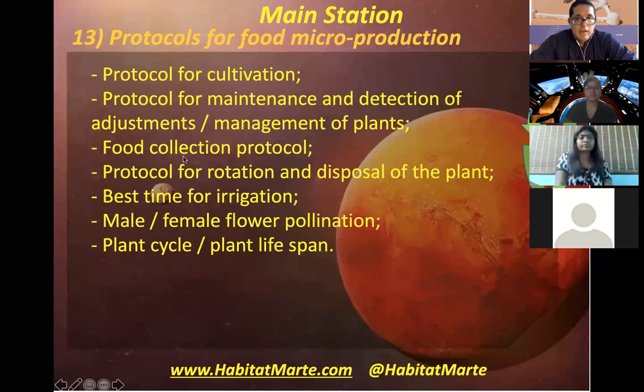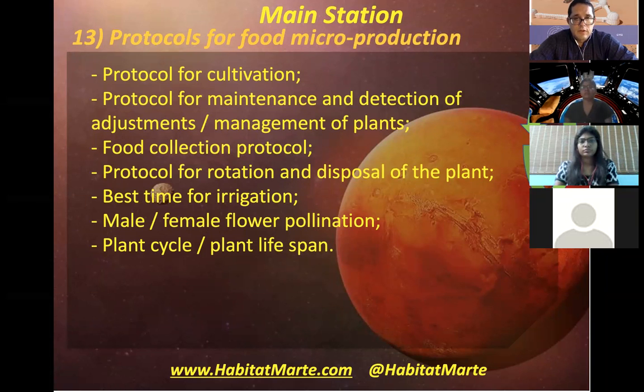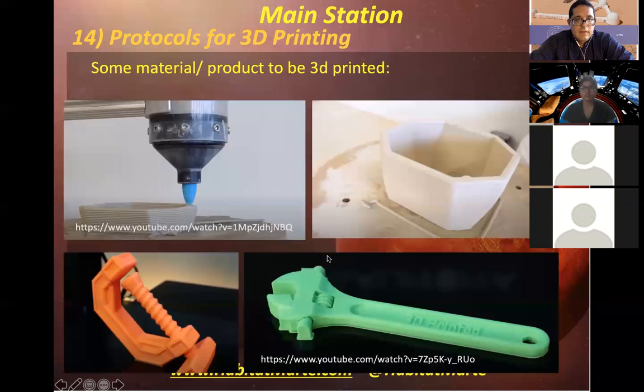circular system. And then in terms of the protocol for micro food production, we are considering a protocol for cultivation, protocol for maintenance and detection of adjustments, and management of the plants, food collection, protocol for rotation and disposal of the plant. We also considered the best time for irrigation, male and female flower pollination, and also the plant cycles and plant lifespan. And then we are considering the 3D printing.